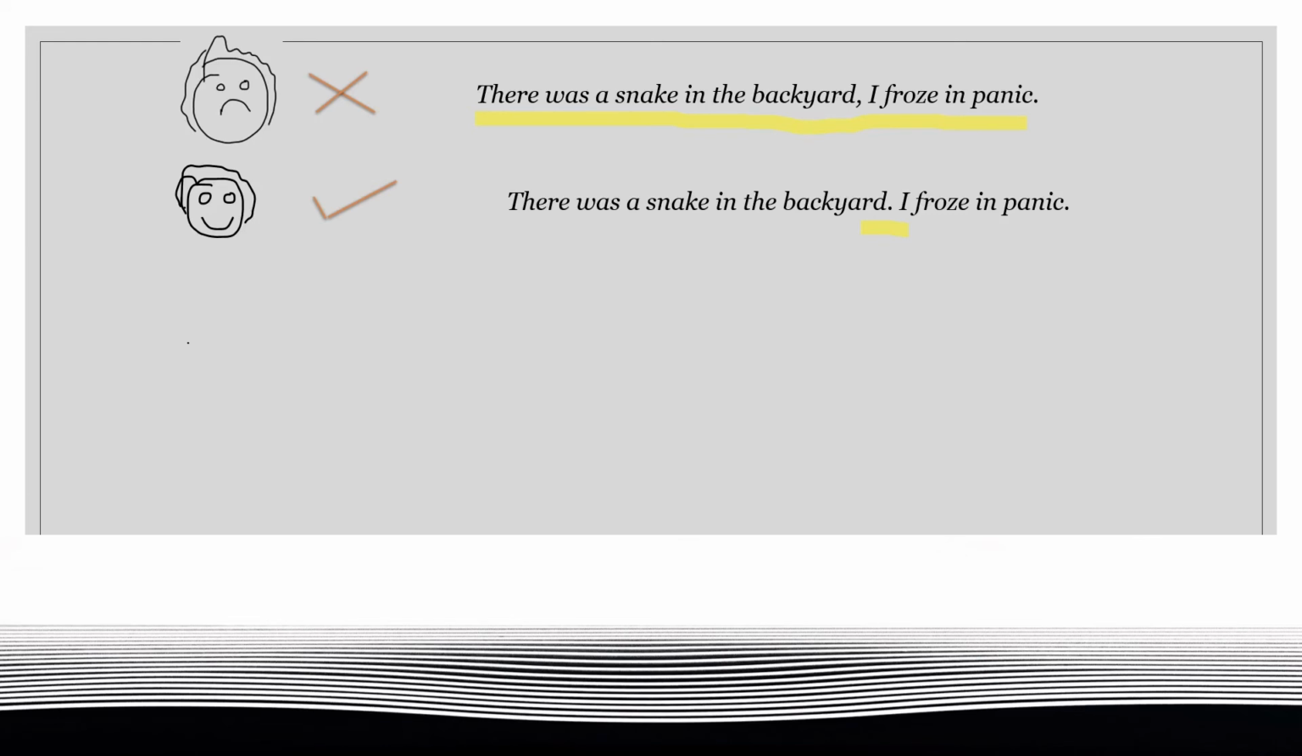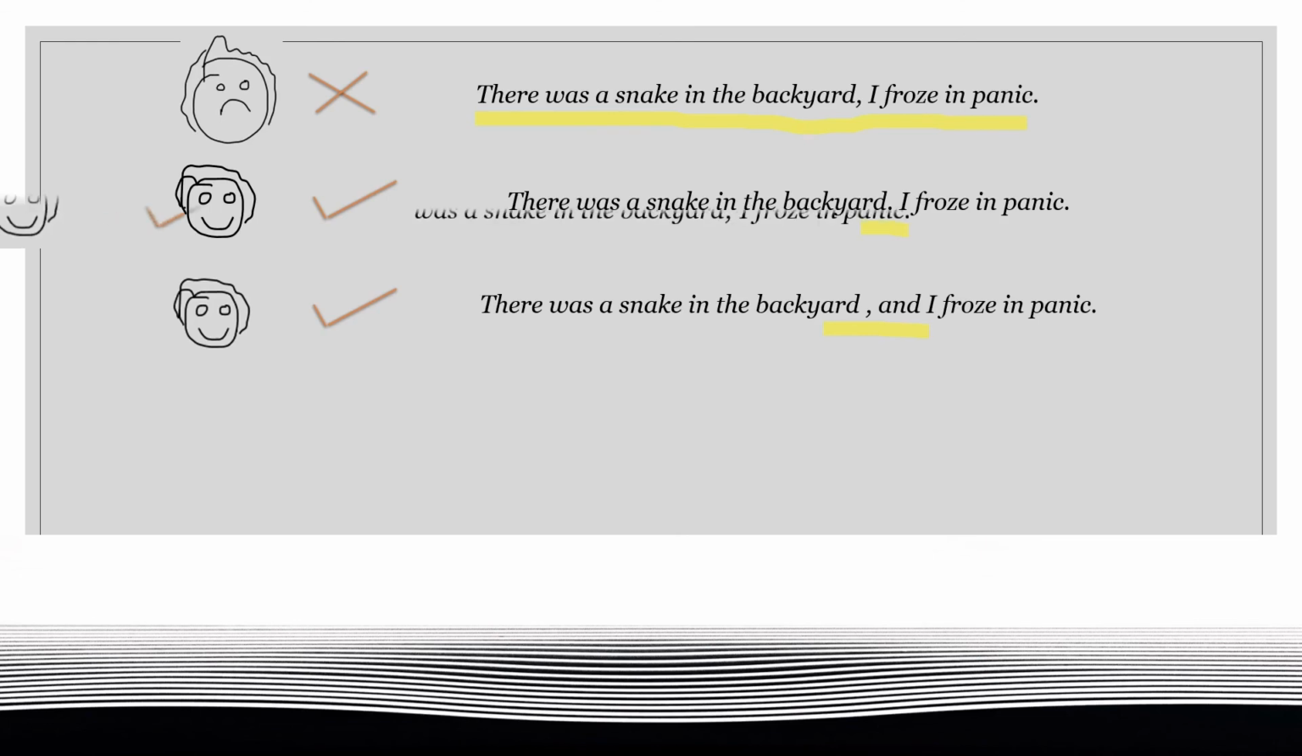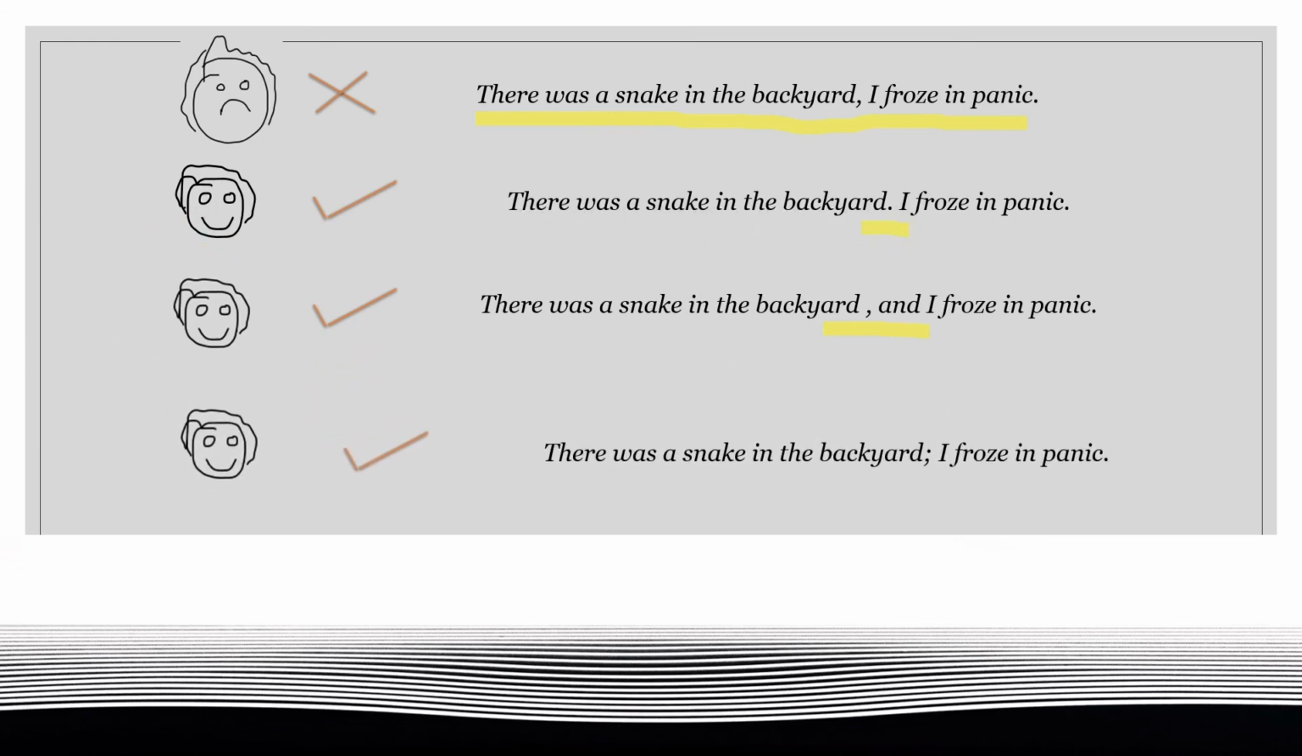Alternatively, you can put a conjunction like this. So there was a snake in the backyard, and I froze in panic. You should always use a comma before the conjunction. Even further, a semicolon would work because you're joining two sentences that talk about the same event and they are in flow. So you can say, there was a snake in the backyard; I froze in panic. And that's it. Now you're ready to get out there and use your commas with confidence.